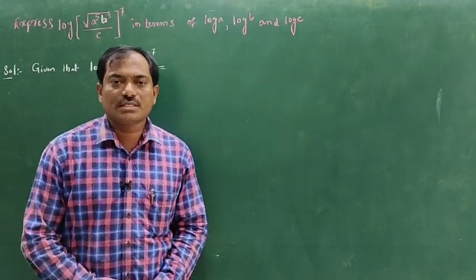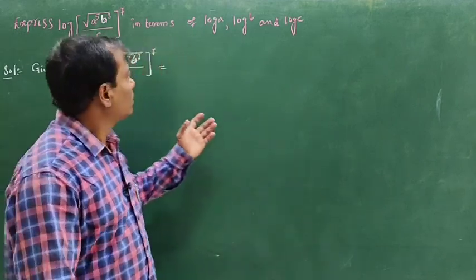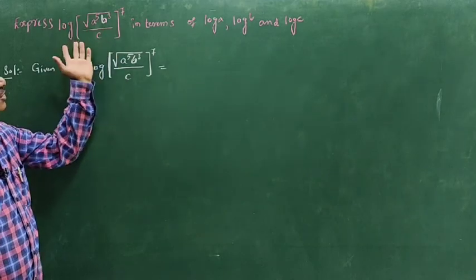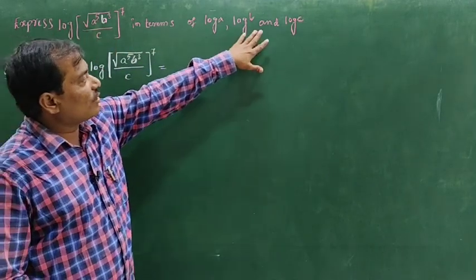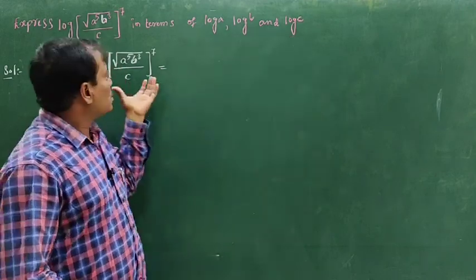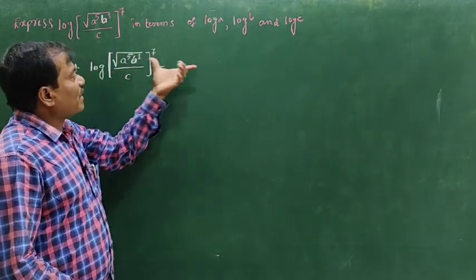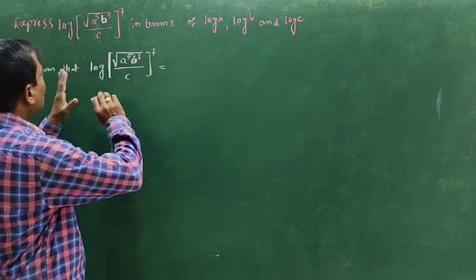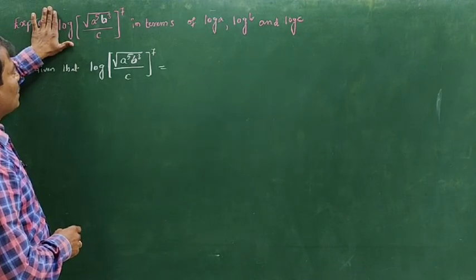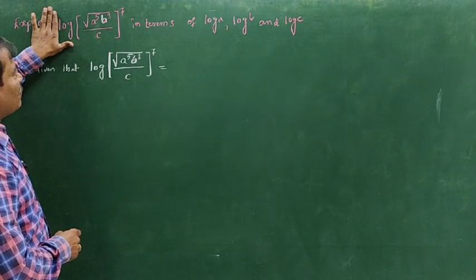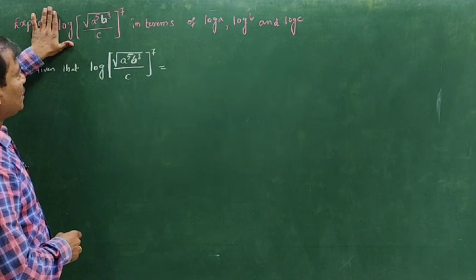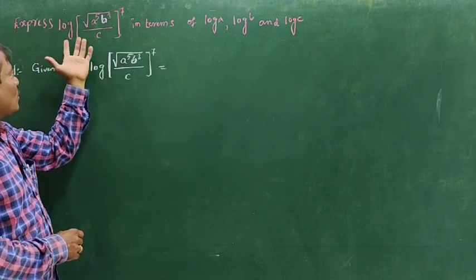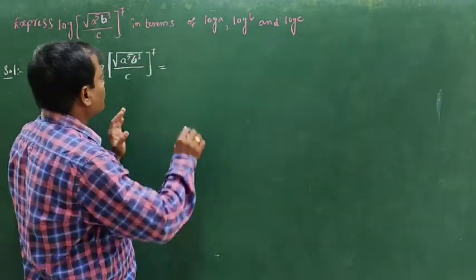Dear students, now in this class we have to discuss how to write this kind of logarithmic function in terms of log a, log b, log c. This kind of logarithm we can expand as either a sum or difference of logarithmic functions. The given problem is log of the square root of (a to the power 5 into b to the power 3 by c) whole to the power of 7. So we expand the given logarithm in terms of log a, log b, log c.